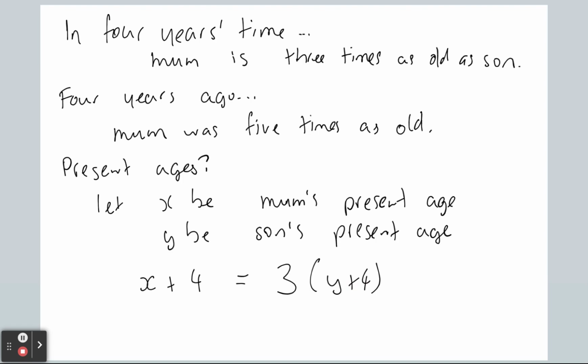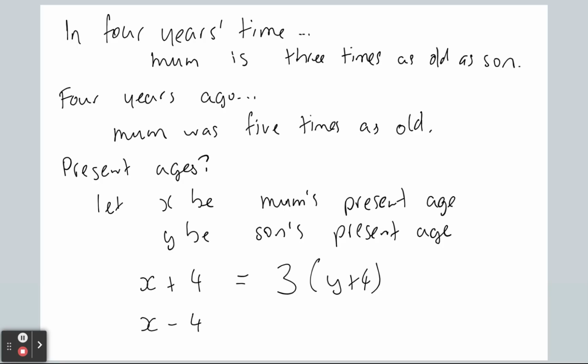Okay, what about the other fact? 4 years ago, mum was 5 times as old. Well, I'll break it down for you, but maybe you could pause the video and see whether you can model that yourself using a similar logic. Okay, you either paused or you didn't. So 4 years ago, mum's current age would be 4 years less. That'd be X minus 4.